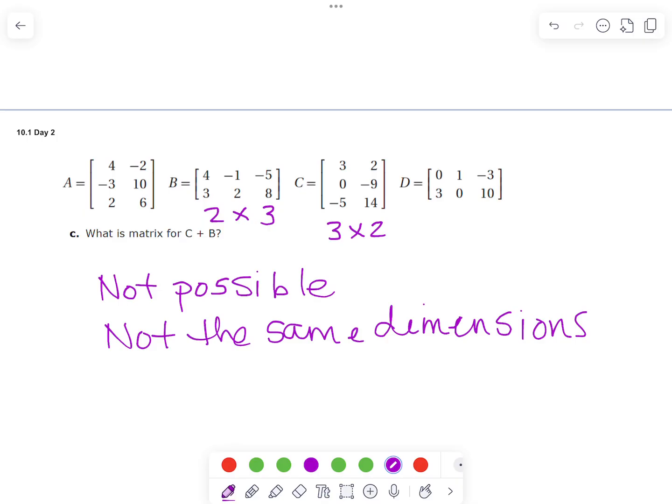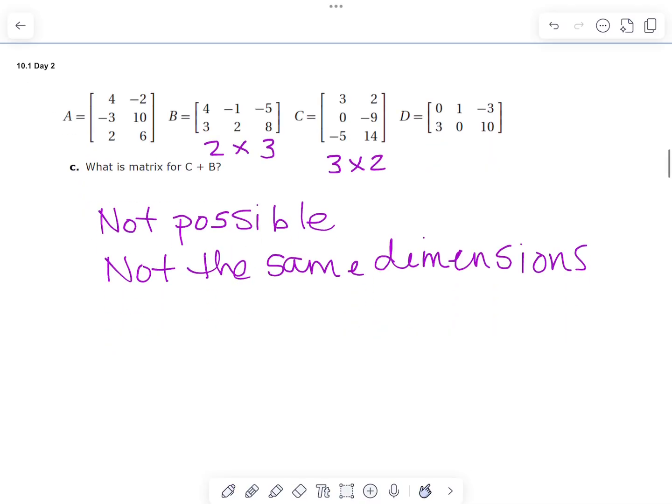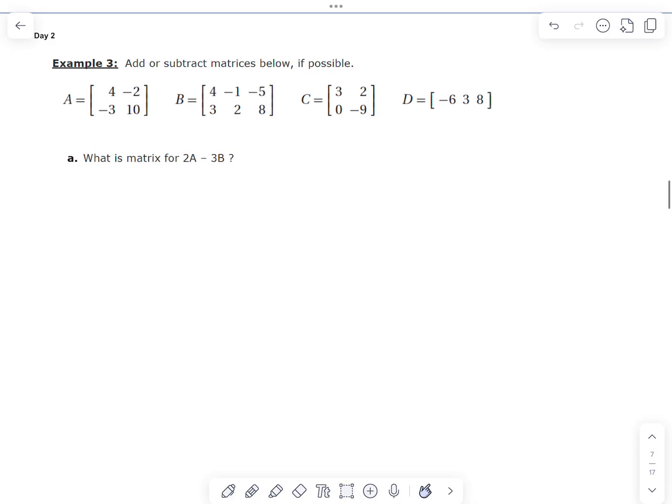In order to add or subtract two matrices together, they must be exactly the same dimensions. All right, example 3, a new set of matrices.